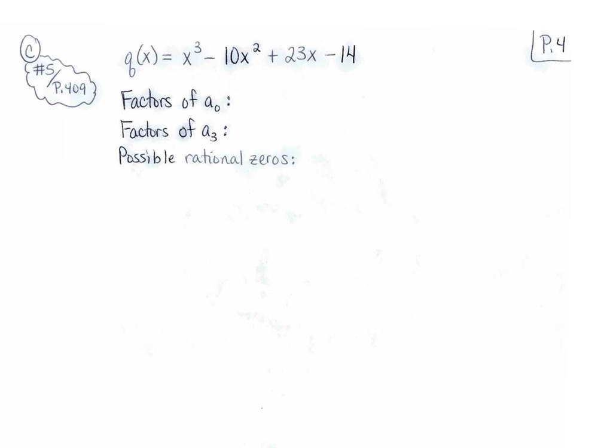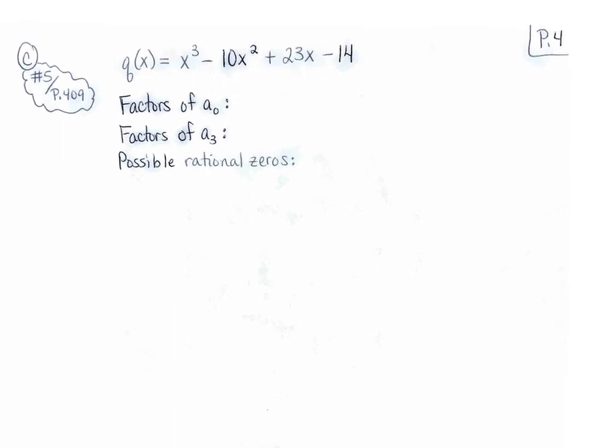Q of x is equal to x cubed minus 10x squared plus 23x minus 14. Find the factors of a naught. Find the factors of a sub 3. Find the possible rational zeros. So, what's a naught? Very good, -14. And what's a sub 3? 1. Go ahead. I'll give you 2 minutes. Once you've done that, go ahead and finish it. You're at a point now where you can finish it.